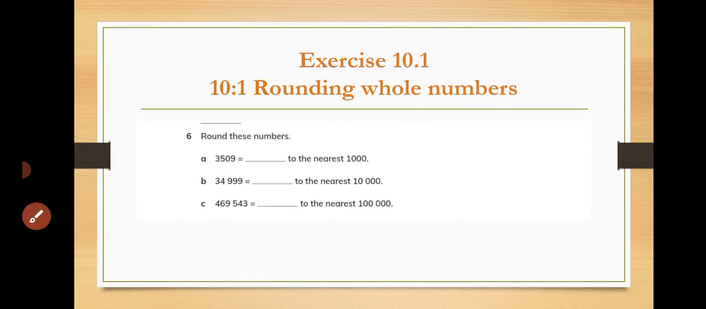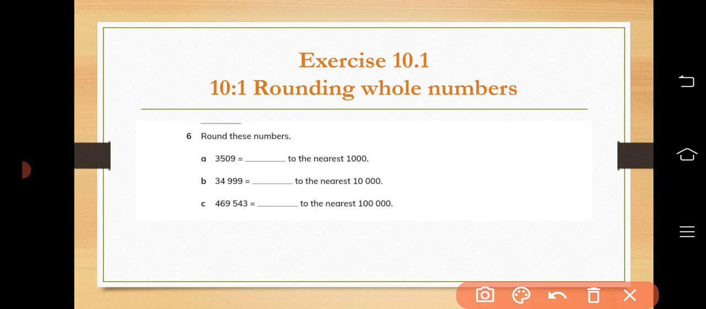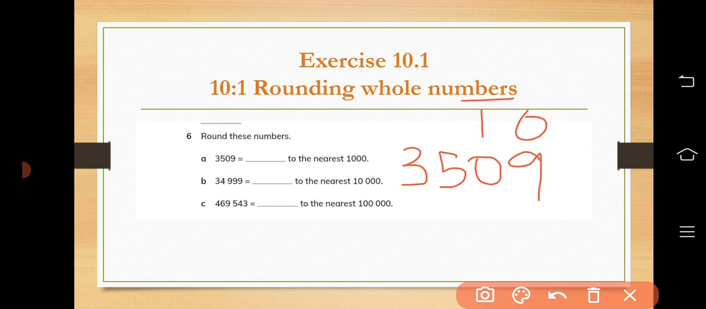Move to the next question, that is question number 6. Round these numbers. The A part is saying that round this number 3509 to the nearest 1000. So firstly you have to write down the number 3509, ones, tens, hundred, thousand. Now next you have to underline this value and circle the next value. Okay, now here you see that this number is equal to 5.